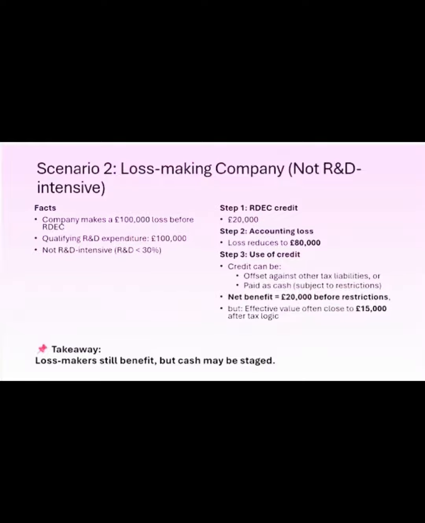Now the credit: as you have a loss, that credit can either be utilized against any other outstanding tax liabilities, or you can claim it as a cash credit. So the net benefit again will be 20,000 before restriction, but after tax it will be 15,000. So the takeaway is that loss makers also have a benefit, but cash may be stuck. You cannot get the tax upfront.